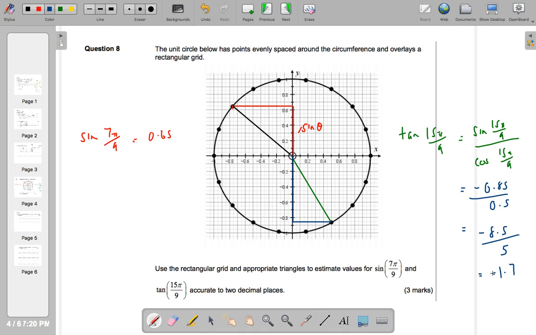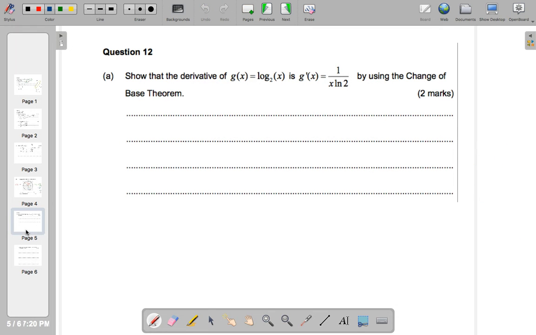Remember what I said in our revision about you need to still have sound mathematical computational skills, things like negative 8.5 divided by 5. All right, when I come back in a moment, I'm going to do a couple of differential calculus questions, starting with that one.